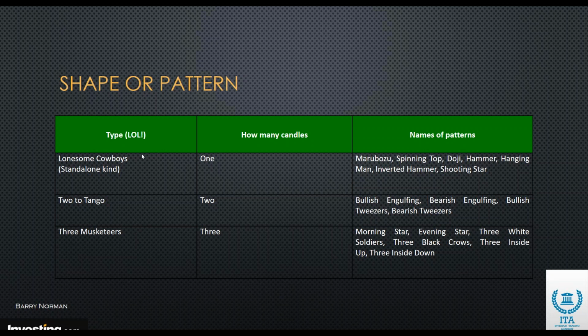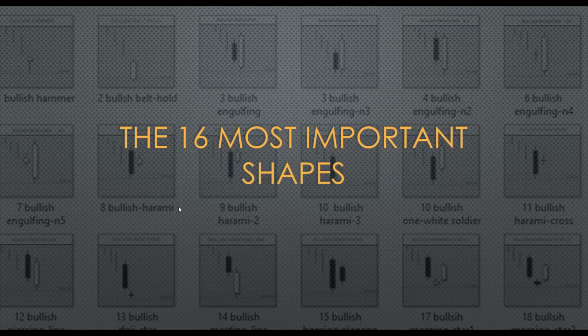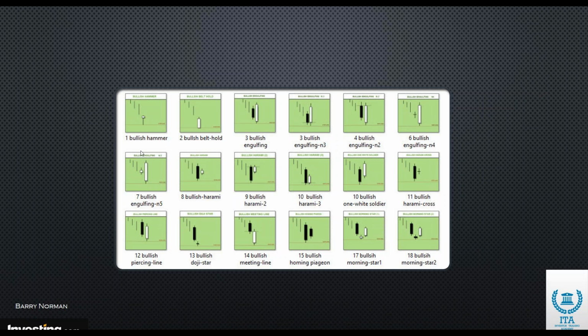We already talked about most of the single candlestick patterns: Marubozu, spinning top, doji, hammer, hanging man, inverted hammer, shooting star. Gave them to you. Now, we're going to go to the bullish engulfing, bearish engulfing, bullish tweezers, and bearish tweezers. But I've got to pick up the pace because there is a lot to cover here.